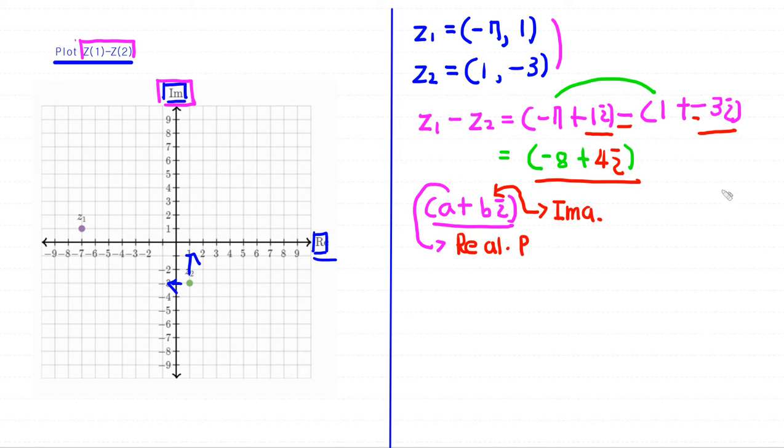But the question asks us not just to find the value, it says plot it. So if the real part is -8, I will graph -8 right over here. It starts from this point right over here. And the imaginary part is equal to 4i, which is just 4. So 1, 2, 3, 4, right over here. This is our point.